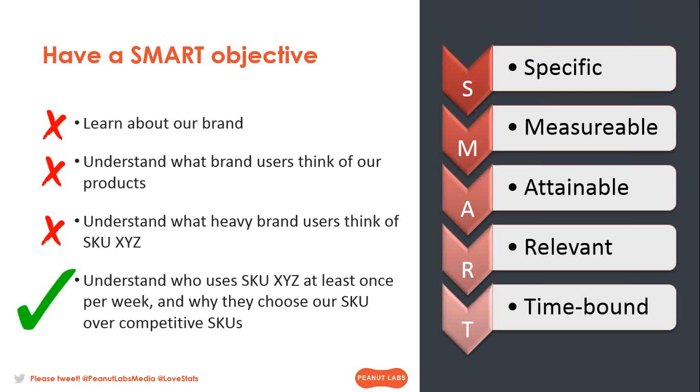So with this objective, we know that our sampling target is people who use a specific SKU and that they must use it at least once per week. This objective makes it clear that we should choose our sample with the use of a pre-screener. And this pre-screener needs to let us identify which SKUs people use and how often they use them.